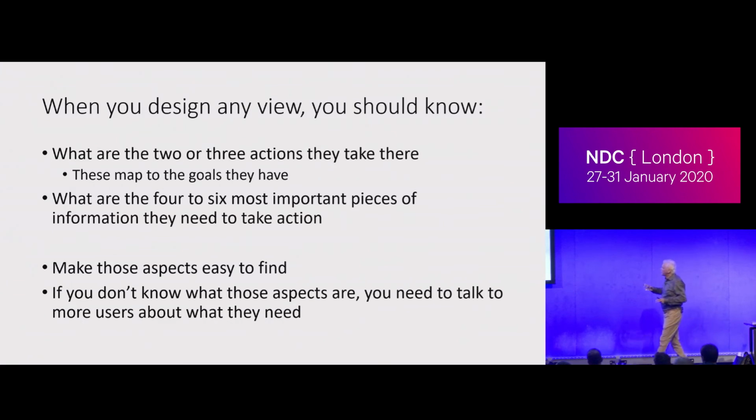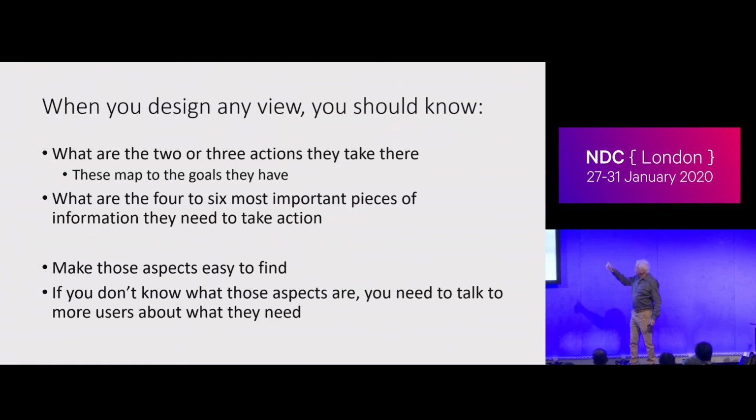4 to 6 is typical for the most important pieces of information. It could be a little less or it could be more. If you know those things, you're ready to design that view much more effectively than if you don't. If you just dump everything on there, if you don't really understand what's important and what's not, well, no wonder you don't use size to call out what's important. You don't know what it is. So find out what it is before you get ready to design a view, and go back and talk to users if you need to about what they need.